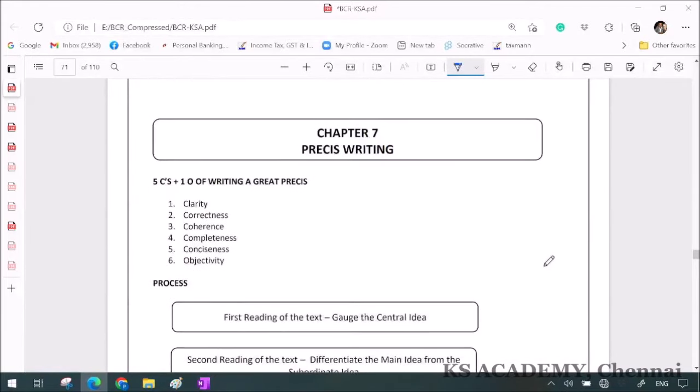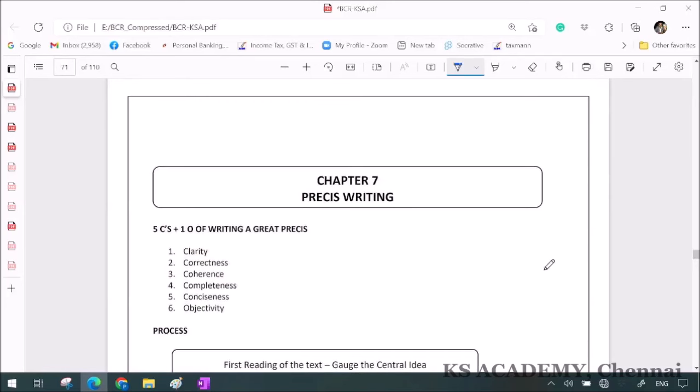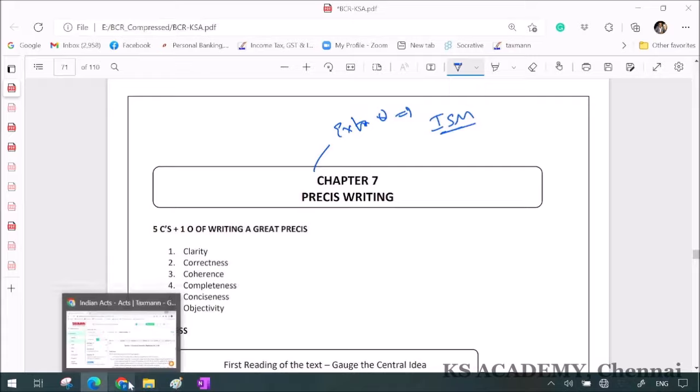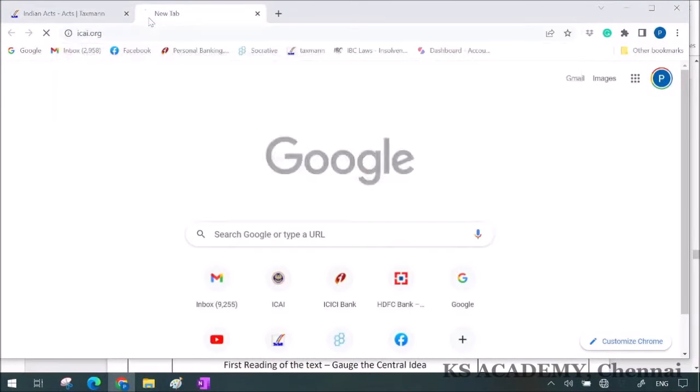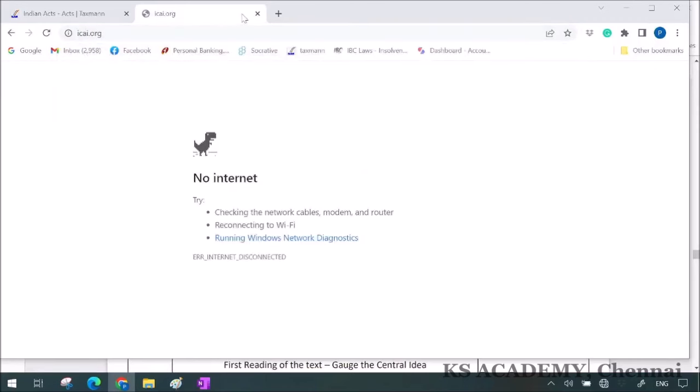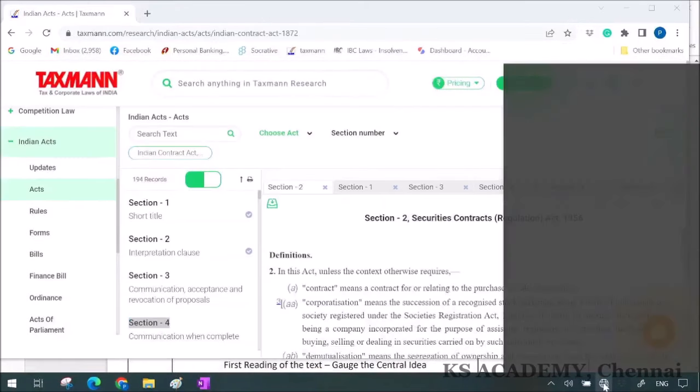For extra questions, solve the institute study material. In the institute study material, they have given some 15 extra paragraphs. Have you seen? There is something called ICAI.org. I hope you know. My internet is not there. Yes, there is something called ICAI.org.